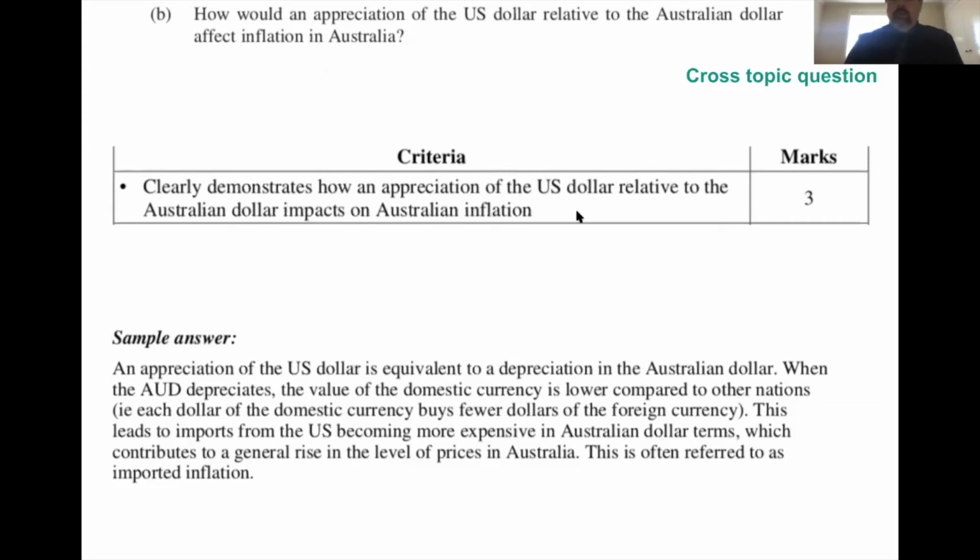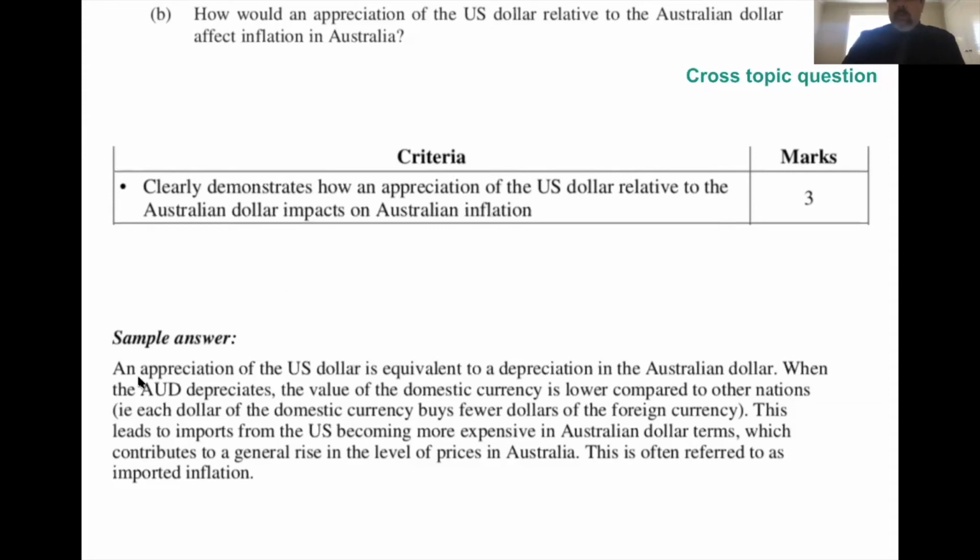Not giving too much away. We know we've got to do the how. It's a clear demonstration. So clearly means that there's no doubt in the examiner's mind that you've understood the link and you've detailed that link. So get into the habit of answering the question straight away.